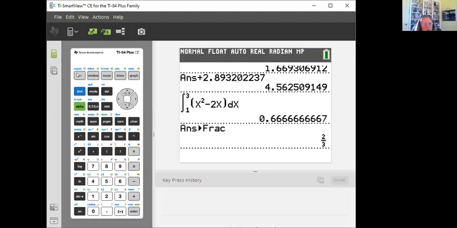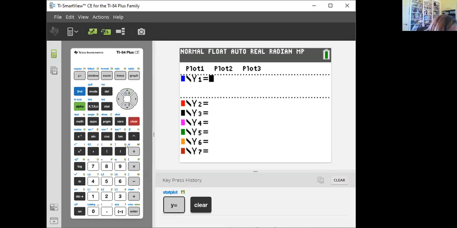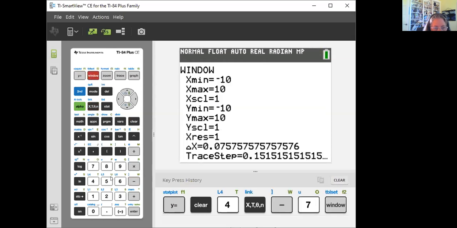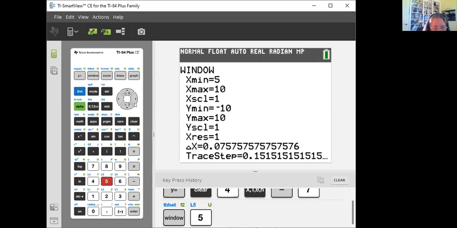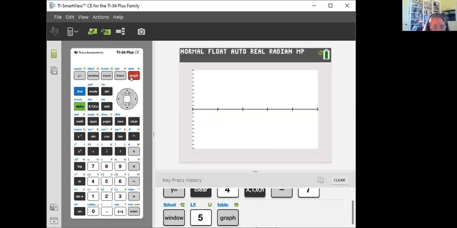All right, so you can do it by hand, but you can also just integrate it. But make sure it doesn't go negative. So I'm going to type the function. The function we were looking at was 4x minus 7. And the window we were interested in was x between 5 and 10. So I'm just going to change my window to go from 5 to 10. And then I'm going to hit graph.